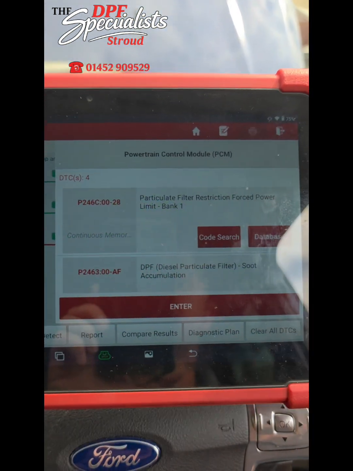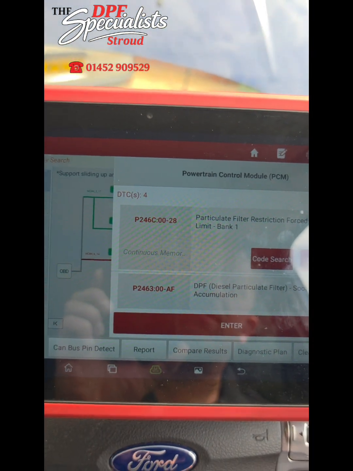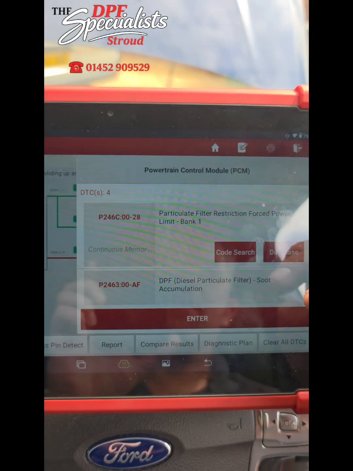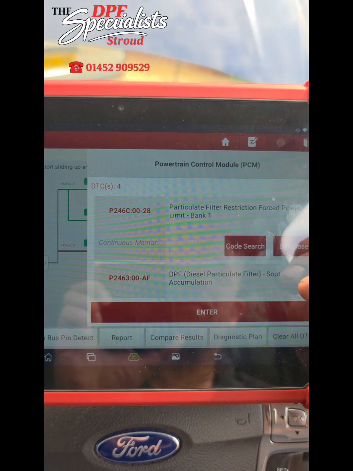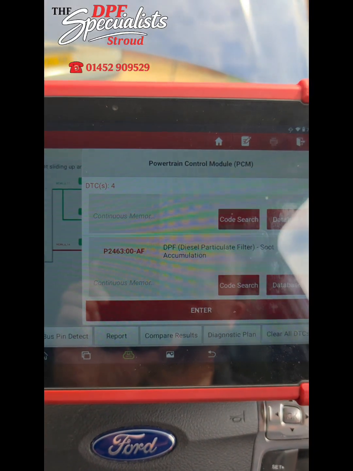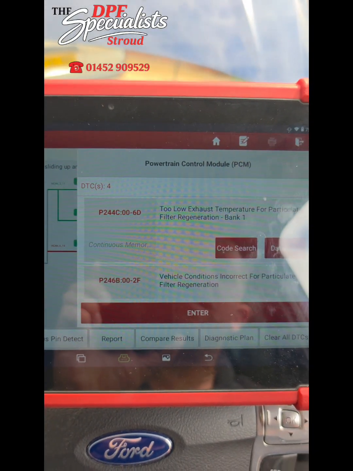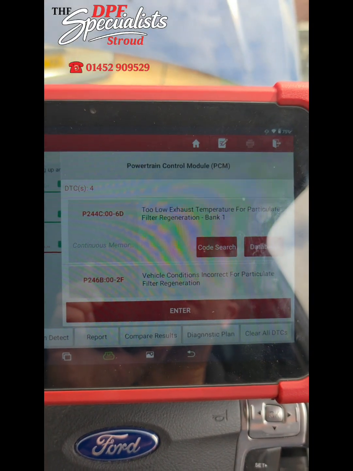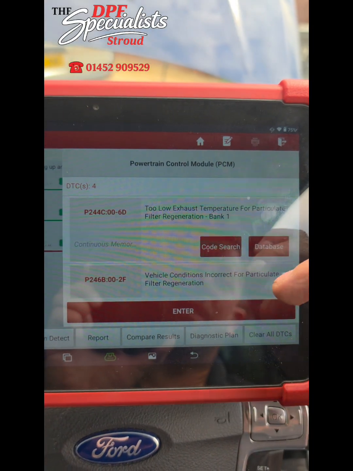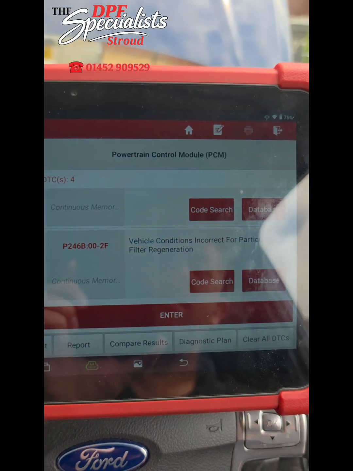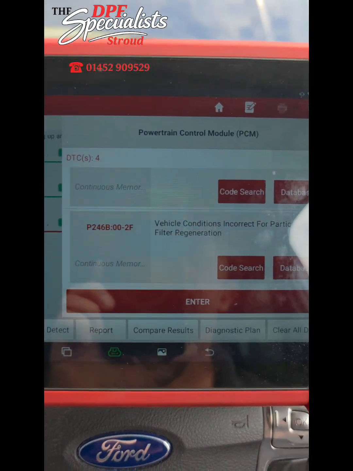So, here we have the P246C particulate filter restriction power limit, so obviously it is in restricted mode. P2463, the old soot accumulation. P244C, exhaust temperature too low, particulate filter regeneration. And the last one, P246B, vehicle conditions incorrect for particulate filter regeneration.